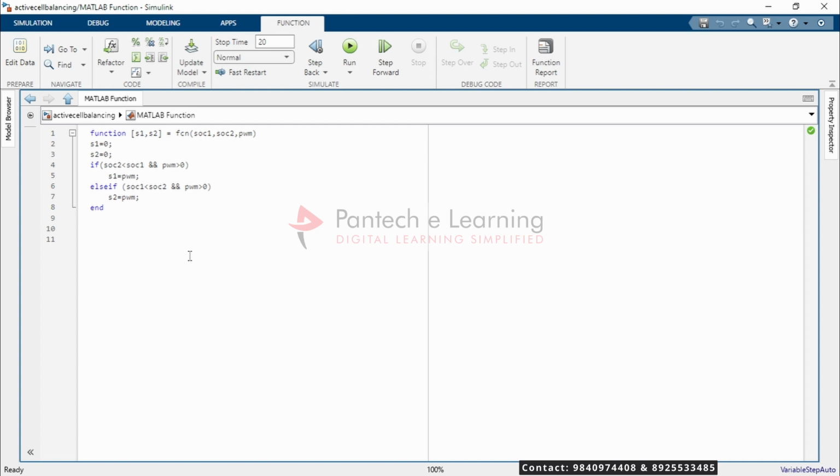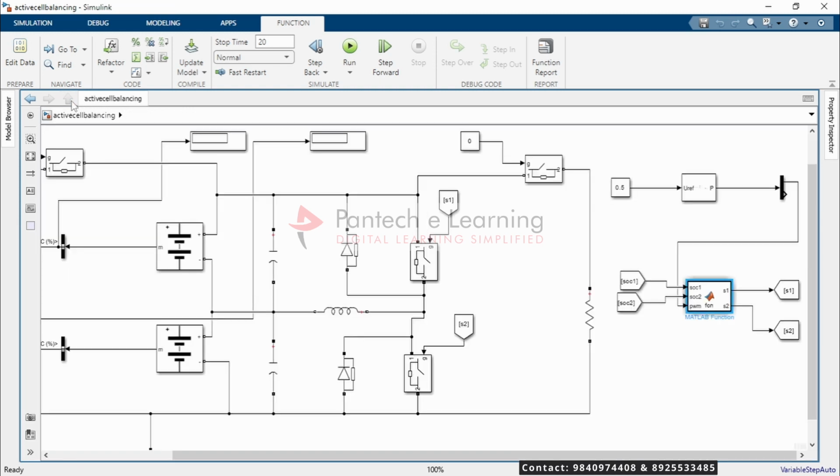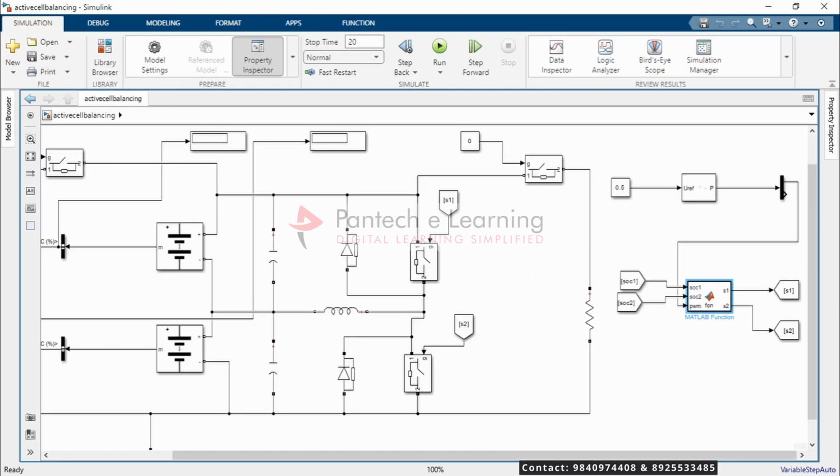So note, this function assumes that the switches are activated using pulse width modulation, which allows for control of the amount of charge transferred between the cells. So mainly this PWM is specified as the input of the pulse width modulation. So we are going to feed it into this MATLAB function here.